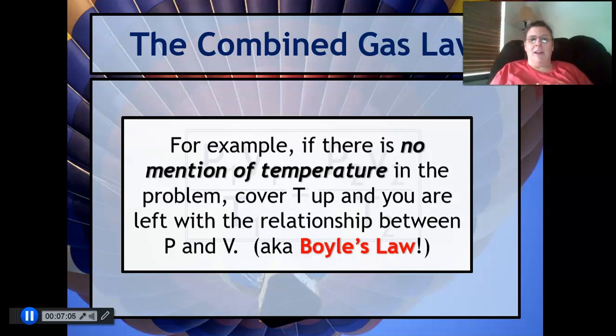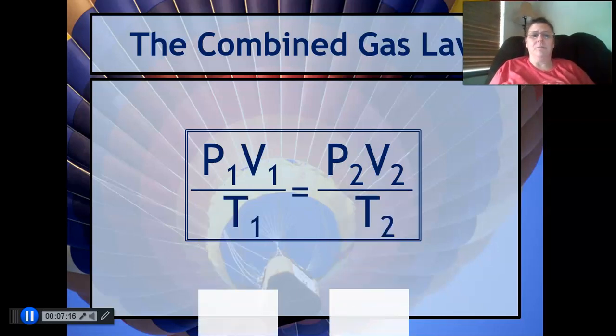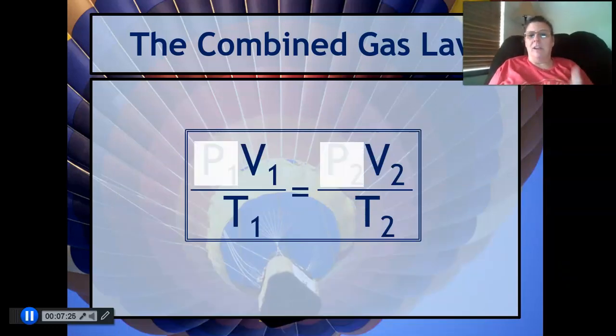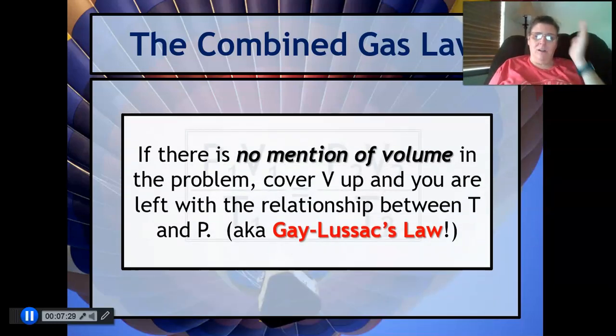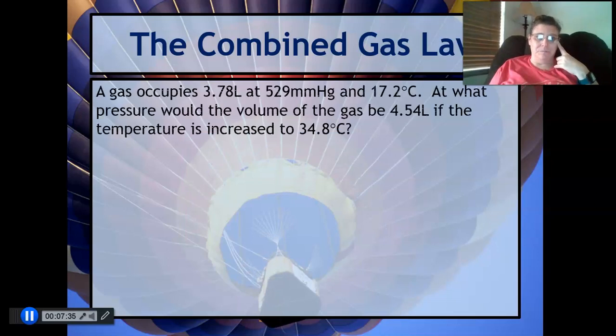If we don't have any moles, we're keeping the amount constant, and we don't have a temperature, then we're going to be using Boyle's law: P1 V1 equals P2 V2. If we're keeping the moles the same and we don't have pressure, now we're looking at Charles's law. Gay-Lussac's law, we don't have volume. If we had Avogadro's, we would just have volume and moles.